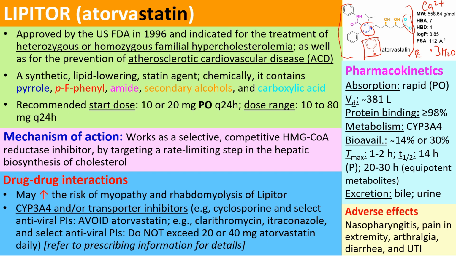is 558.64 gram per mole, hydrogen bond acceptor 7. Hydrogen bond acceptor refers to the number of nitrogen and oxygen atoms within the drug molecule. Hydrogen bond donor is 4. Hydrogen bond donor refers to the number of hydroxy and NH groups within the drug molecule. Log P is 3.85, so it's a pretty lipophilic drug molecule. Polar surface area is 112 square angstrom.